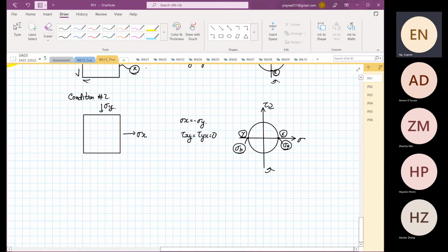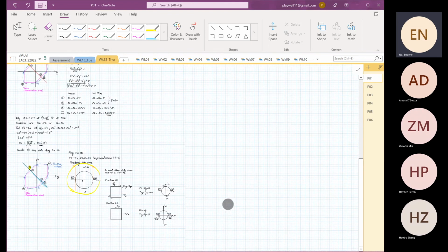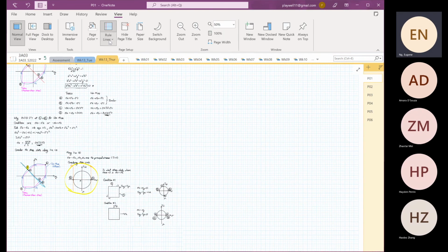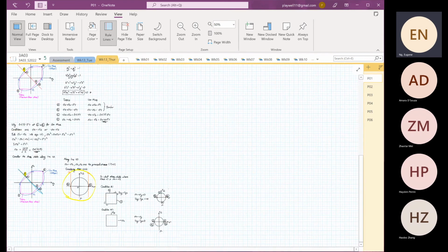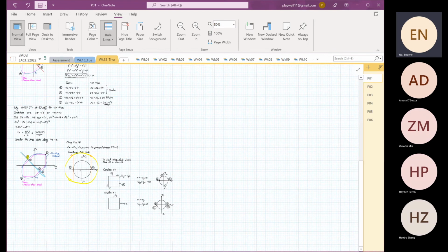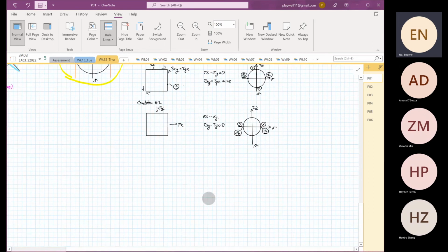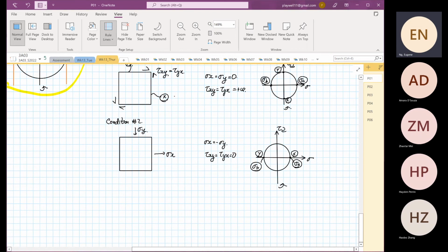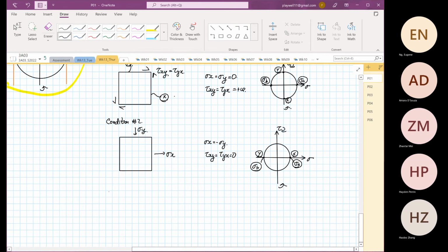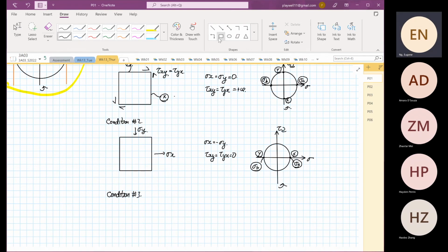Then condition number 3. Hold on, I do apologize. I knew something was off when I started writing. I'll sort this out later. I did not specify a page size and it goes everywhere. A thousand apologies. Then condition number 3.